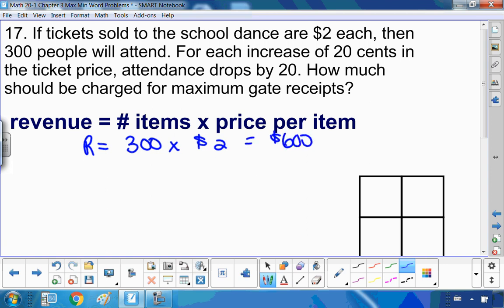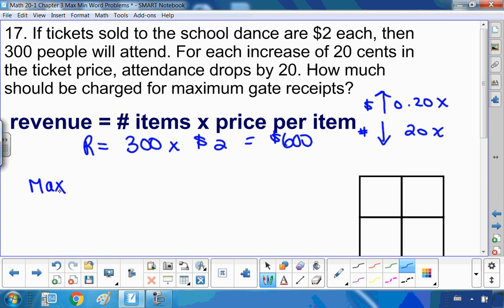What I want to find is a way to up that revenue, maximize that revenue. So we do a little survey. We find that every time we increase the price by multiples of 20 cents, we will lose people in multiples of 20 people. So even though we're dropping our attendance by multiples of 20, the people that are staying are still paying more. So it's kind of a balancing act.